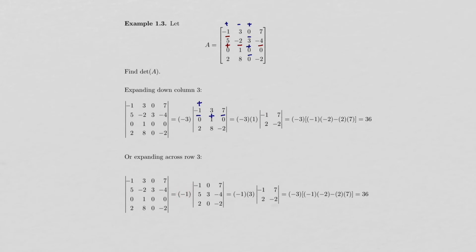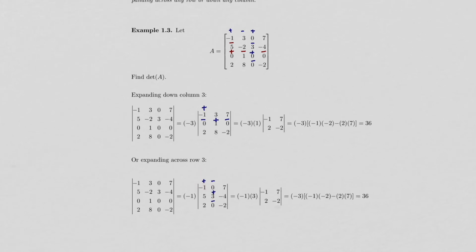Okay, so going across row 3, I see that the only non-zero entry, the 1, is going to get a minus sign. So that gives me the minus 1 here. And then I look at the submatrix I get when I take out the row and the column that 1 is in. So I'll have minus 1, 0, 7, 5, 3, minus 4, 2, 0, minus 2. And then in this 3 by 3, I look for the row or column with the most zeros. That's column 2. So now I'm going to go down column 2, so I get my overlay of signs, starting as always in the top left, changing signs every step I take, positive, negative, positive, negative.